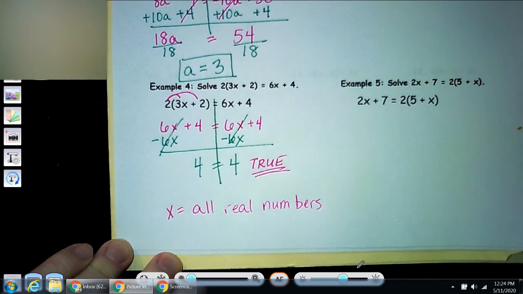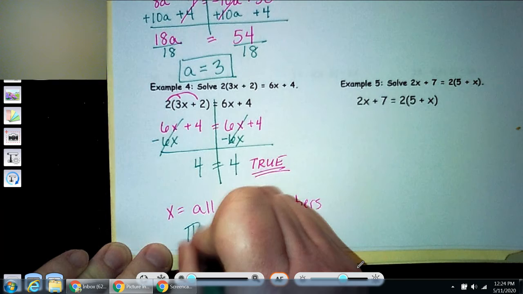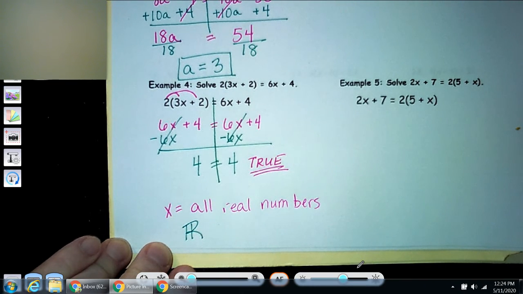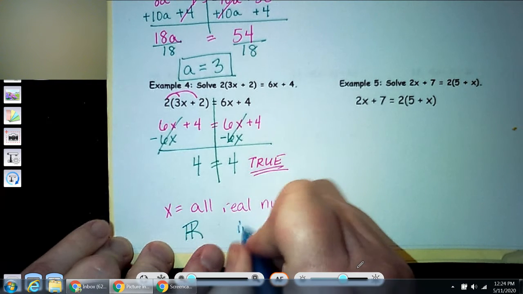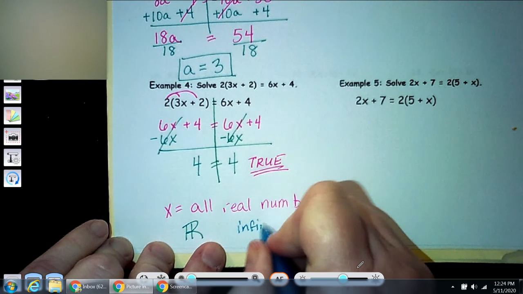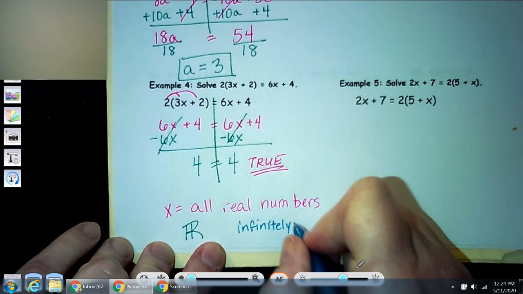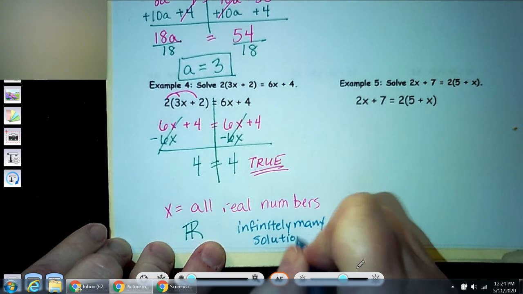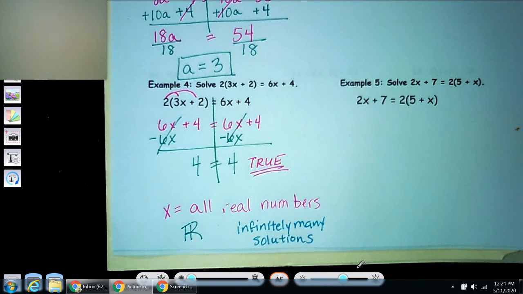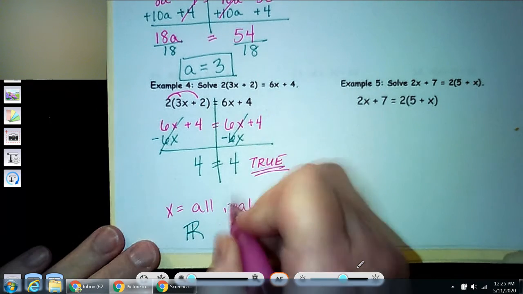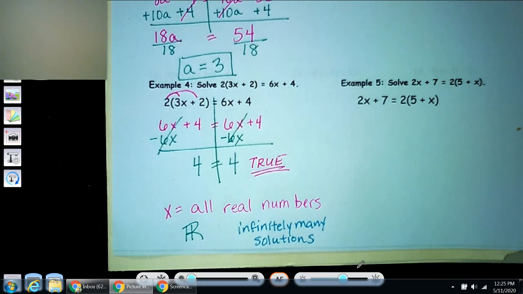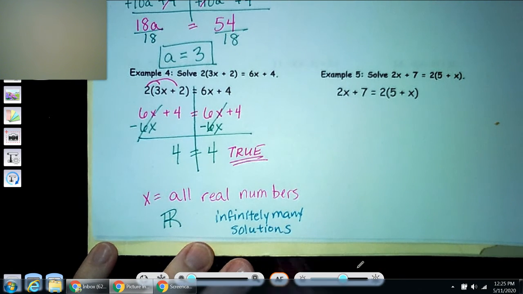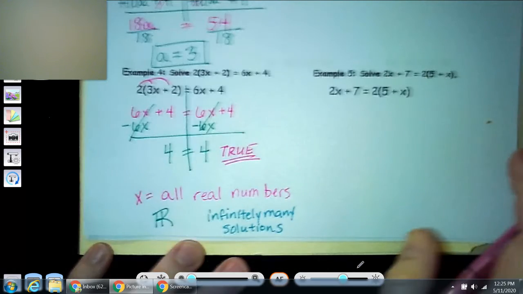Another way you might see this answer written would be the symbol for all real numbers, which is this fancy looking R with that extra line there. And then sometimes you might see infinitely many solutions. Okay. So x is all real numbers in this case because it doesn't matter what we plug in, it's always going to stay an equation. So again, that's because our x's canceled out and what we were left with was true.